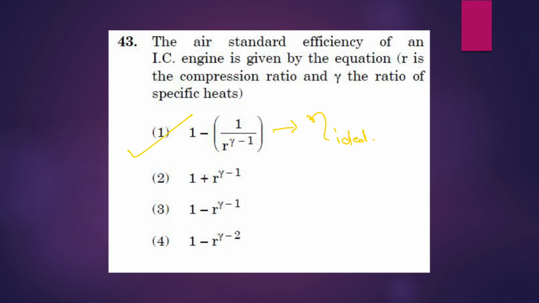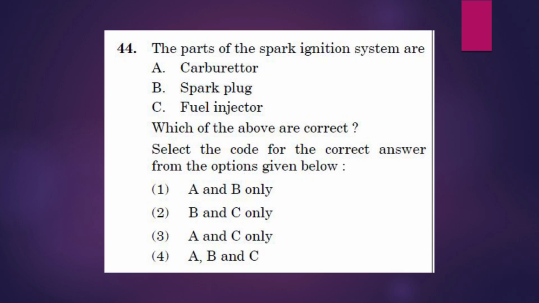The parts of spark ignition system or petrol engine. Parts are carburetor, yes. Spark plug also we are using. Fuel injector, this we are not using. This is used for diesel engines or CI engines. For SI engines, carburetor and spark plug. So A and B only. 1 is your answer.